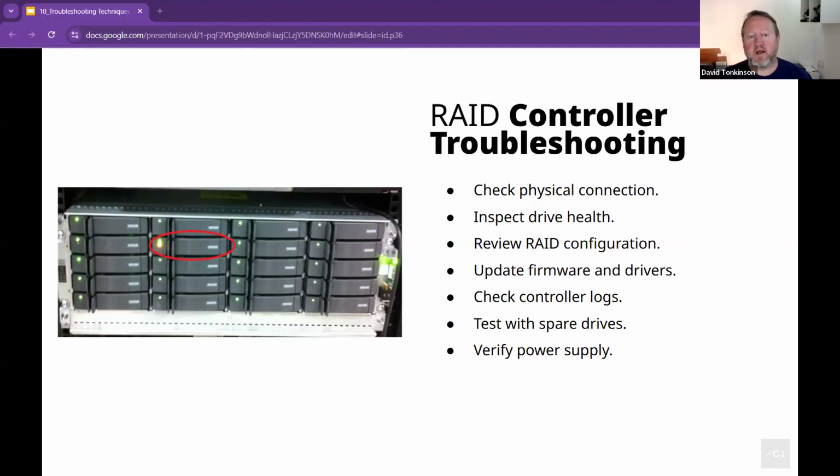Now, if this was a RAID 5 disk drive, I could very happily pop that out because it's hot plug and play, put a new one in, push that in, and the RAID controller will rebuild that RAID array. So it will recopy data back onto that to establish the RAID again, and everything will be healthy.